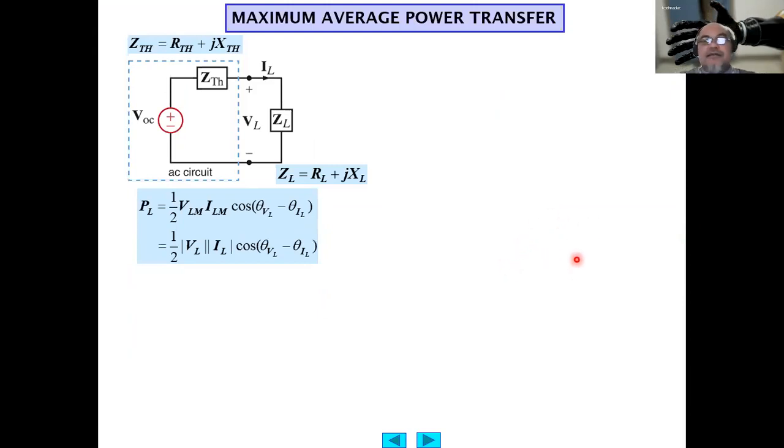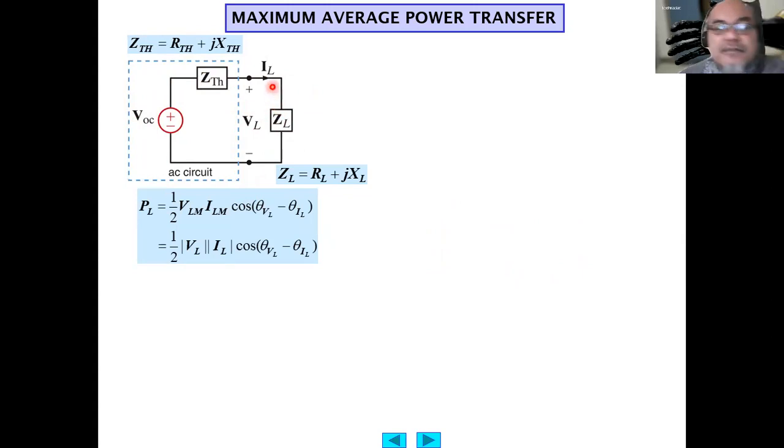Okay, now we learn a new concept, the maximum average power transfer. What is the maximum power that can be transferred by an AC circuit into a load? The AC circuit is represented by the Thevenin equivalent voltage source, VOC, in series with a Thevenin equivalent impedance ZTH, and they are connected to the load impedance ZL.